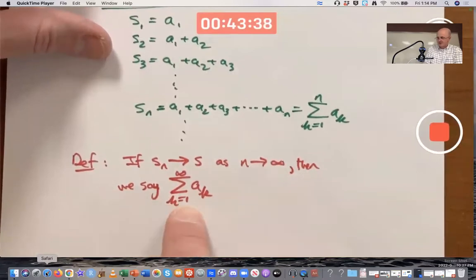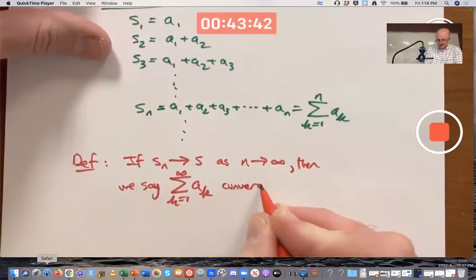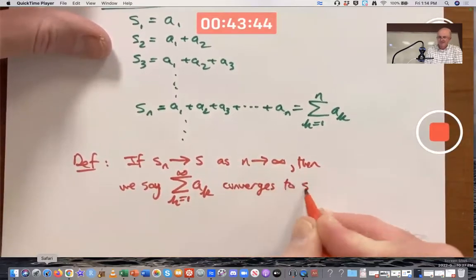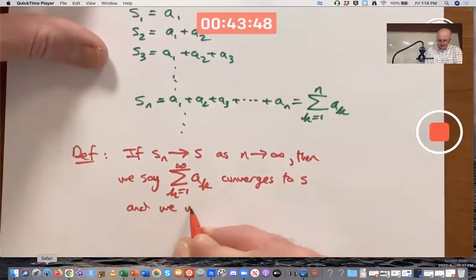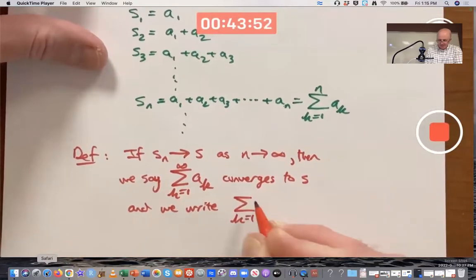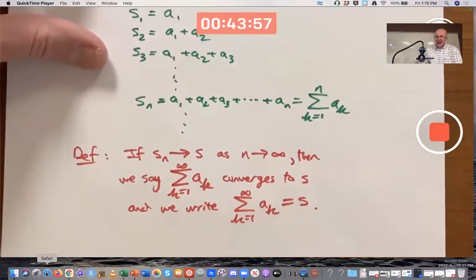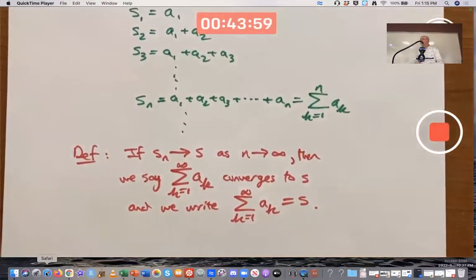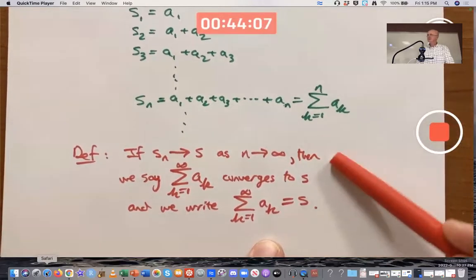It's the series we're interested in. We say the series converges to S. And we write that the series actually equals S, as if we had literally added infinitely many things. There's where the pretending is going on in our notation there. This part is completely rigorous.